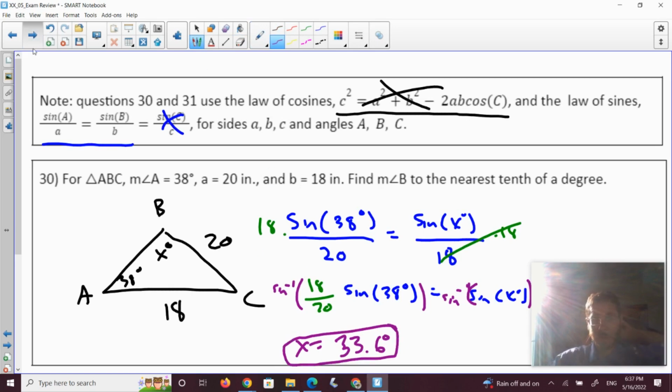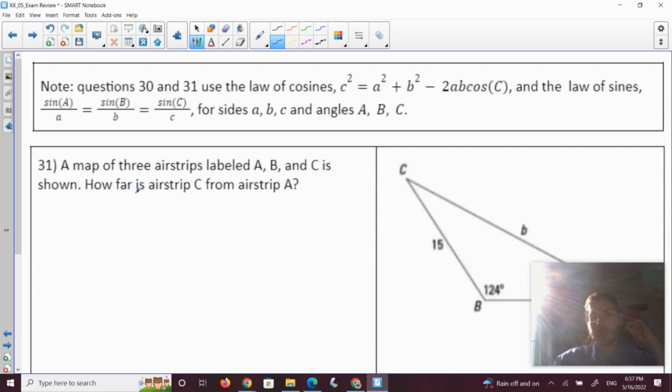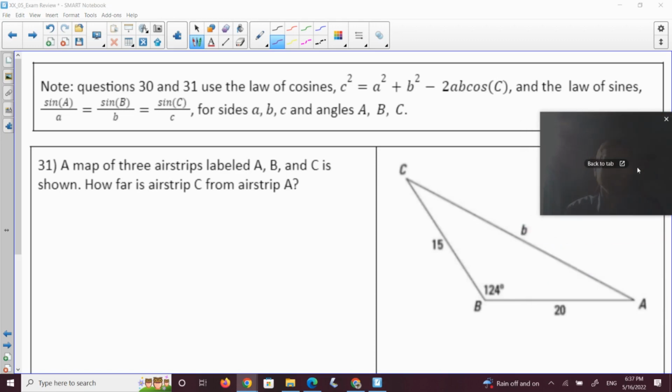All right, one more to go. So last one. Again, we got to choose between which of these we want to do. I got to move myself out of the way a little bit. There we go. So what we're going to do is use either the law of cosines or the law of sines. In this case, the map of 3 airstrips A, B, and C is shown. How far is airstrip C from airstrip A? So we're trying to figure out this right here.